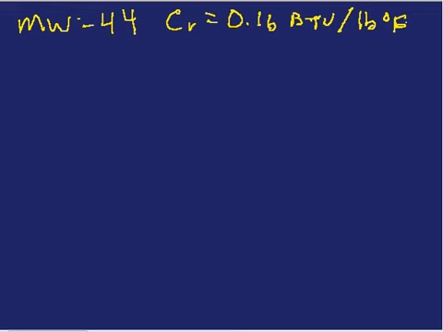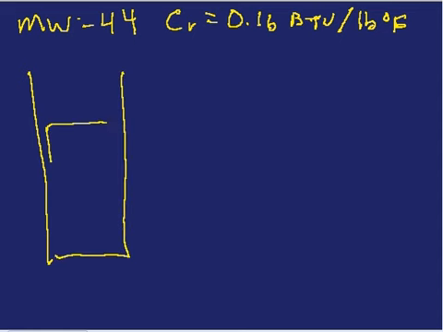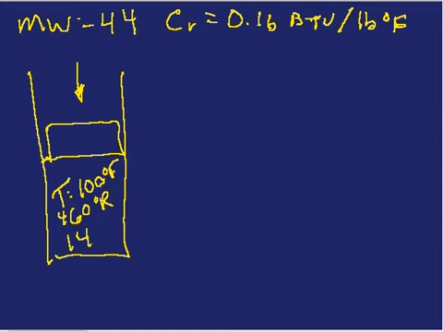Initially, question 1, it's contained in a piston cylinder arrangement. So here's your piston cylinder arrangement, and your gas is in there, and it's compressed. So we're putting work in isothermally, so T is constant at 100 degrees Fahrenheit, or 460 degrees Rankine, and its initial pressure is 14.7.